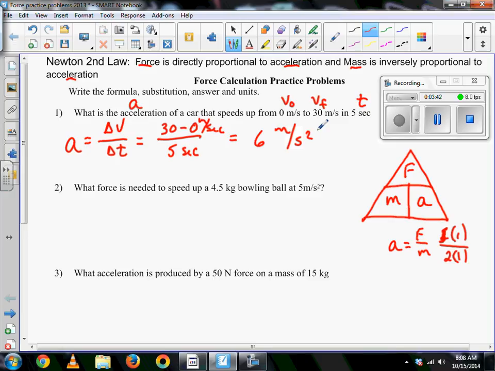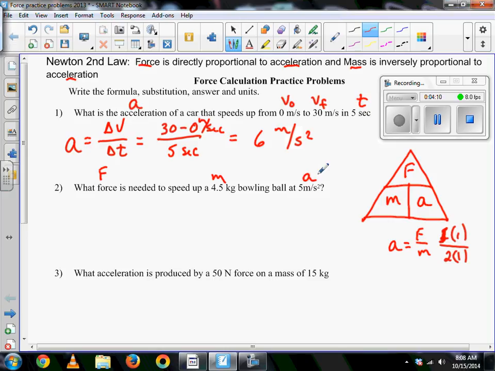Let's go to number 2. If you would read that for me, Kai. Stop right there. Exactly right. What force? So what letter am I looking for? F. Very good. Keep reading, champ. It's needed to speed up a 4.5 kilogram bowling ball. So 4.5 kilograms, Spencer, is going to be what letter? M. Good. And then finally, the bowling ball is at what acceleration? 5. So that's going to be A.